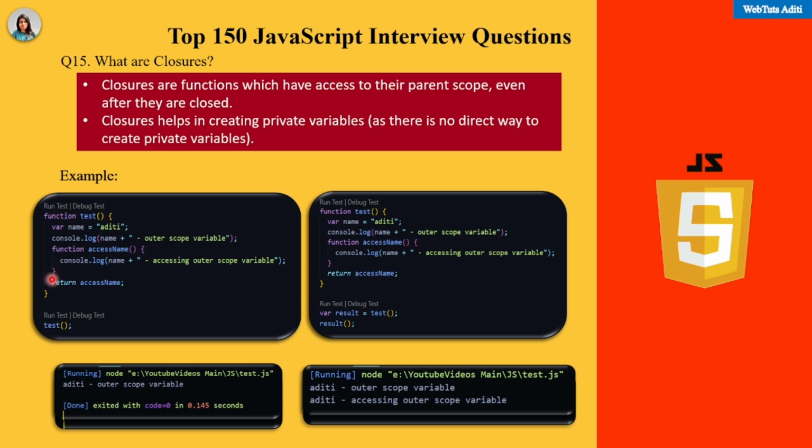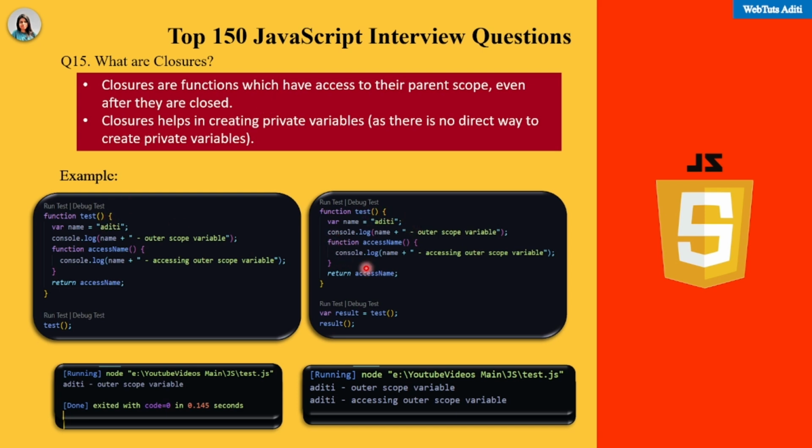So once this test function is over, we cannot access this function anymore. It is still there, but it is not called, so you cannot access that. This is what the first line says, that closures are functions which have access to their parent scope. Here you can see this function does not have access to its parent scope. If it does not have access to its parent scope, it cannot execute this function, right? So it says even after they are closed.